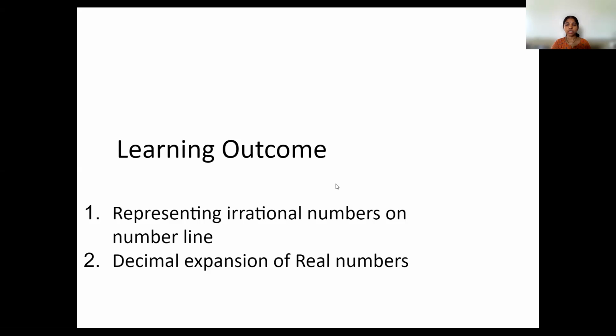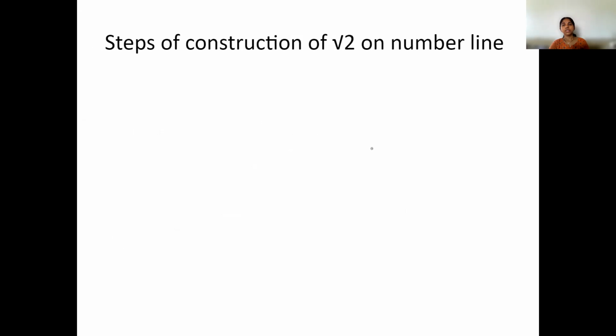I will be teaching how to represent the first irrational number, √2, on the number line. √2 is an irrational number. So let us see how to represent √2 on the number line. Steps of construction of √2 on the number line. We all know how to represent integers, fractions, and rational numbers on the number line. But how to represent √2, which is an irrational? So let's start.